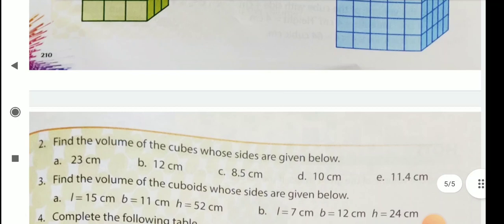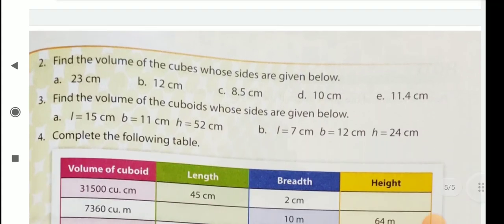Then comes to number 2. Find the volume of the cubes whose sides are given below. Here, children, cubes means all sides are equal, length, breadth and height. So you put the formula, side multiply side multiply side, then you get the answer. Then number 3, find the volume of the cuboids whose sides are given. Already sides are given, length, breadth and height. Just you multiply and find out the answer.